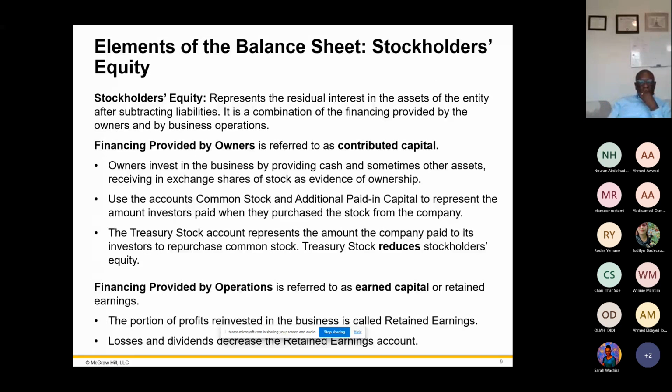Okay, all right, let's look at another element of the balance sheet. We have the stockholders' equity. If anybody is confused about what stockholders' equity is, if there are no questions, I'll keep moving so that we'll move faster. So we know the stockholders are the owners of the business. We know that. And they provide the money for the business.